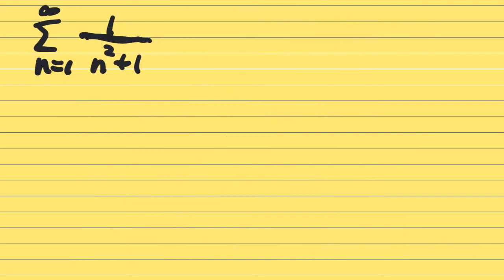On the second example, same situation. We're going to have an infinite series from 1 to infinity of 1 over n squared plus 1. I'm going to rewrite this as an improper integral from 1 to infinity of 1 over x squared plus 1 dx.